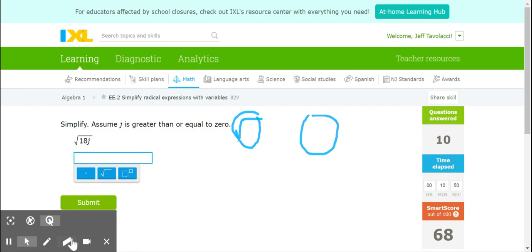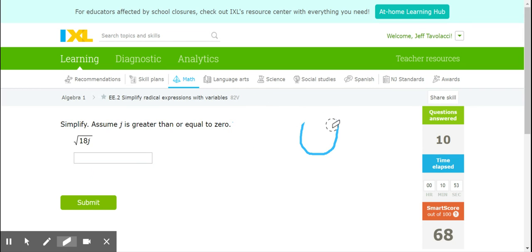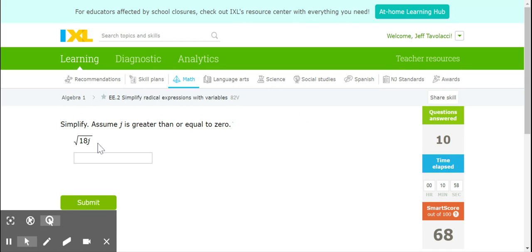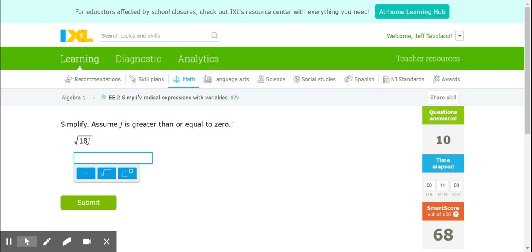This one's a quick one, so I'm just going to do this one without writing anything. So we've got square root of 18, which is going to be broken up into square root of 9 times the square root of 2. Okay, I can't take the square root of 2, nor can I take the square root of j to the first, because 1 is an odd power. So that's going to be our simplified answer.